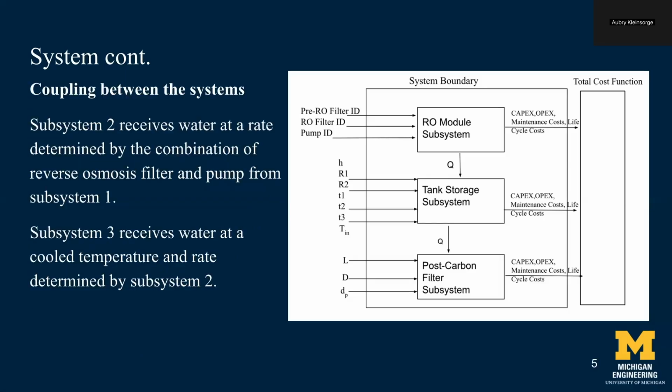Our systems are linked by the water flowing between them. Subsystem 2 will receive water at a rate determined by the combination of reverse osmosis filter and pump from subsystem 1. Subsystem 3 will receive water at a cooled temperature and rate determined by subsystem 2.